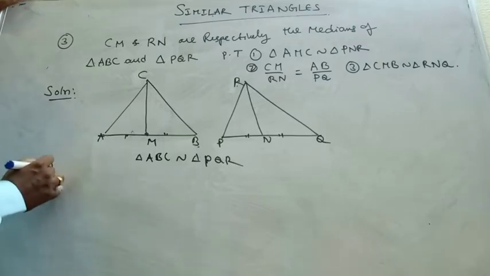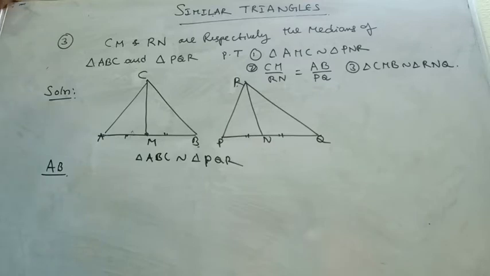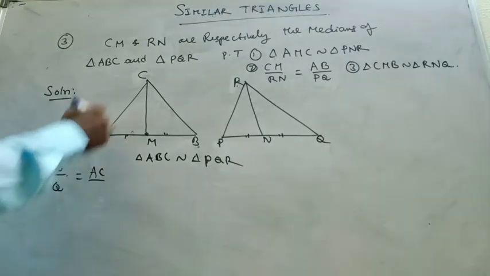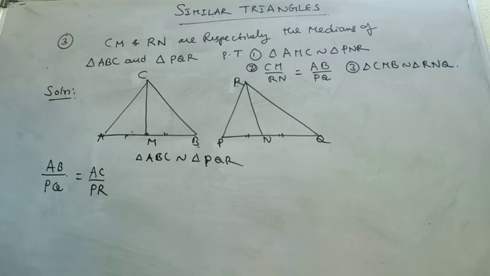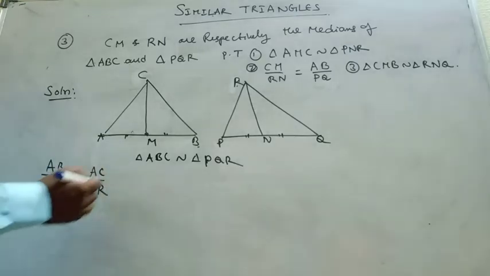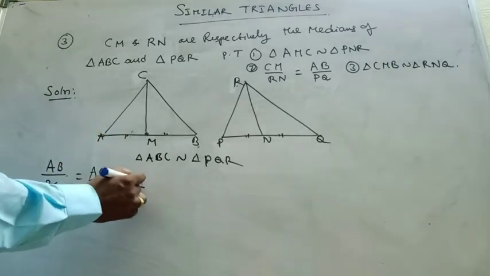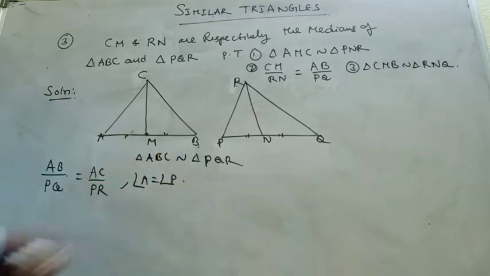Once triangle ABC is similar to triangle PQR, you see, my dear students, what we are going to have: AB by PQ is equal to, you know that their corresponding sides will be in the same ratio, AC by PR. And once they are similar, their corresponding angles are equal, that means angle A equal to angle P also.